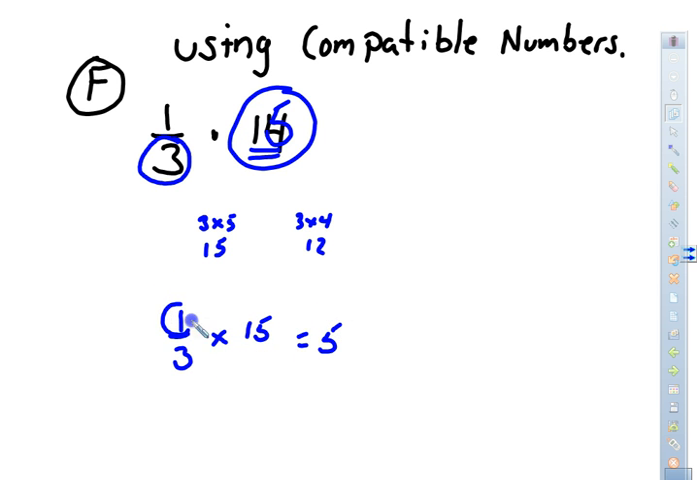And then you look at the numerator. How many of those 5s do we have? Well, it's saying just 1. If this were a 2, and it were 2/3, then we'd have to double this. We'd have to multiply this by 2. But it is not. It is just a 1. So my answer to this, 1/3 of 15, is 5.